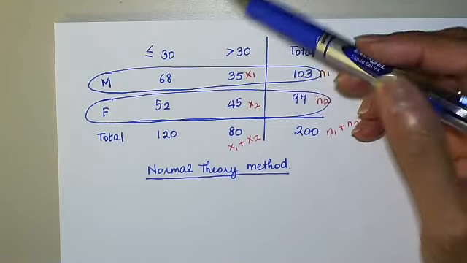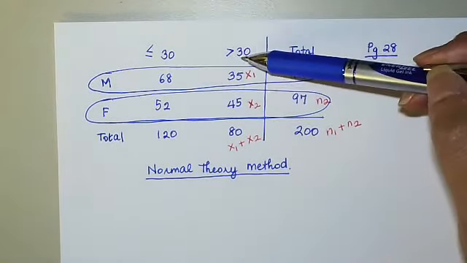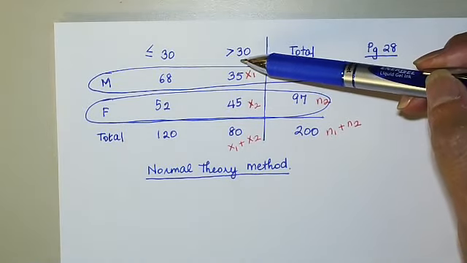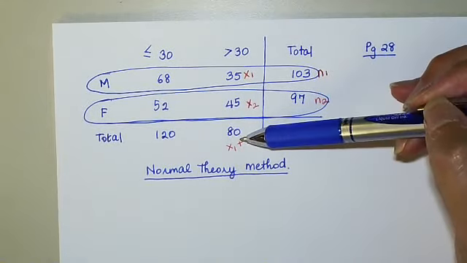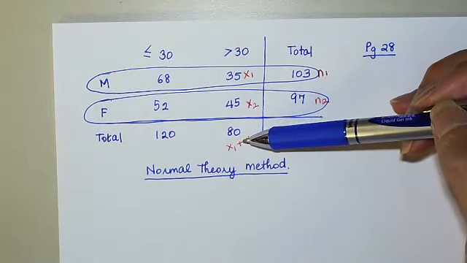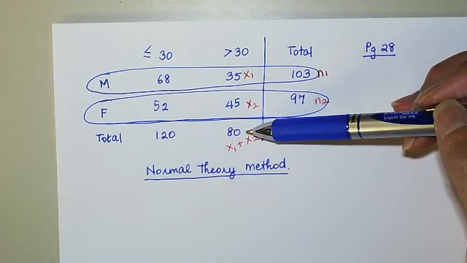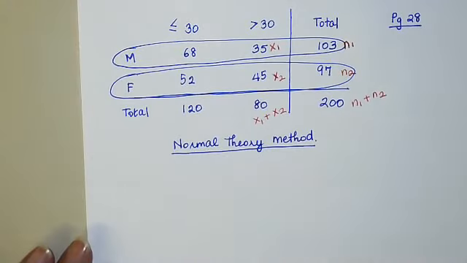It didn't say what percent of chubby mothers had male babies and what percent of mothers who didn't gain too much weight have male babies. In that case, it would be 68 over 120 and 35 over 80, but that's not what it's asking. It's saying, look at male babies and female babies, and we want to know if the percent of mothers who gain too much weight is different in those two samples. Follow me? Okay, so let's do the normal theory method.